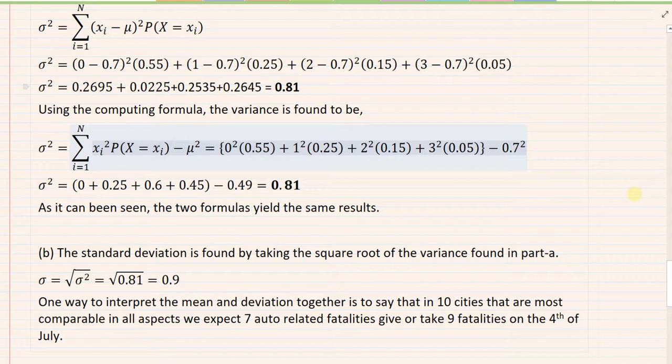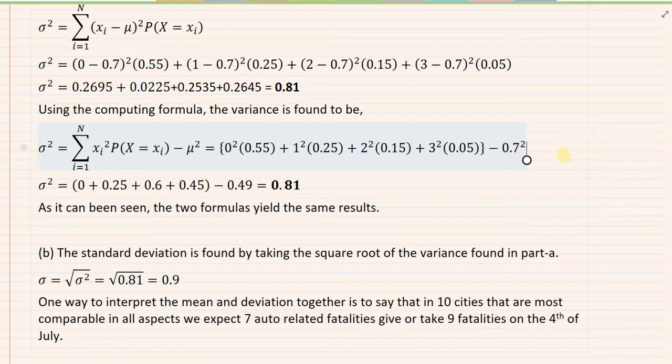That's the square root of 0.81. And now we can interpret the 0.9, again, just like we did the mean. Because 0.9 of an accident doesn't make sense, we can move the decimal, turn that into 9. And say that we expect, on average, remember we said we expect 7 fatality accidents in 10 cities, like the one that we sampled, give or take 9, which is quite a bit.